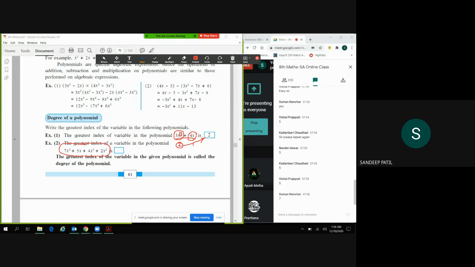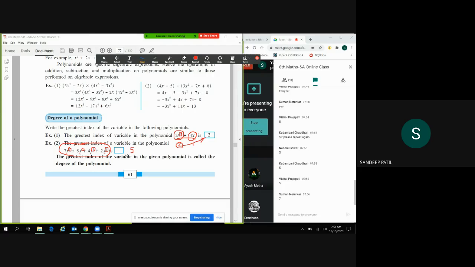We have to see the variables; here the variable is x, right? So we have to check the indices of this variable. We will start with this. This is 3, right? This is 1. Whenever there is no index and only the variable is there, it is 1. Here it is 5 and here it is 2. So which is the highest number here? 5. Okay. So the degree of this polynomial is 5.